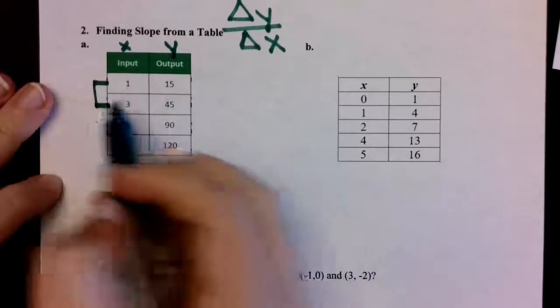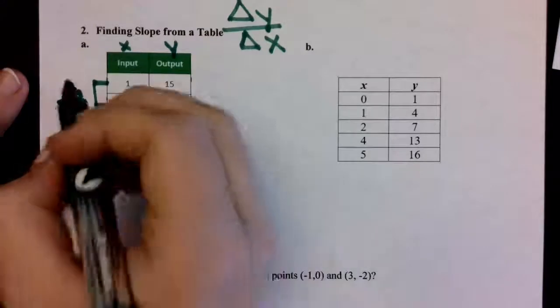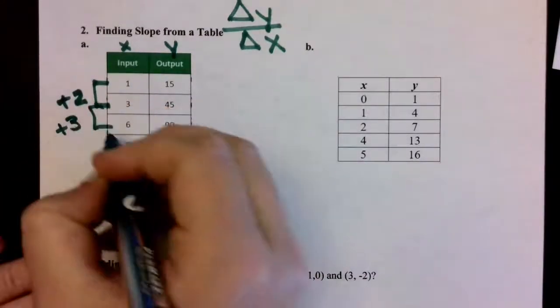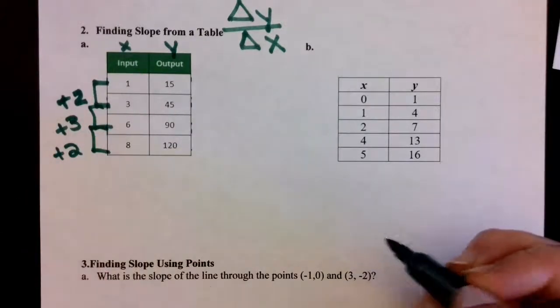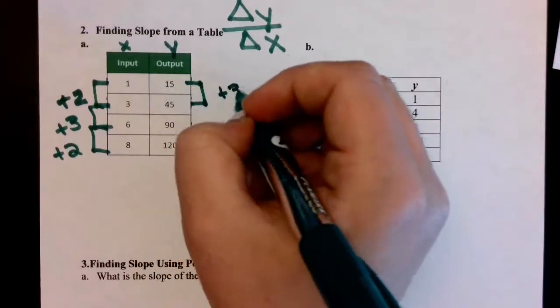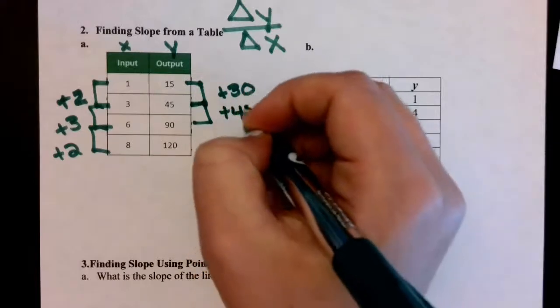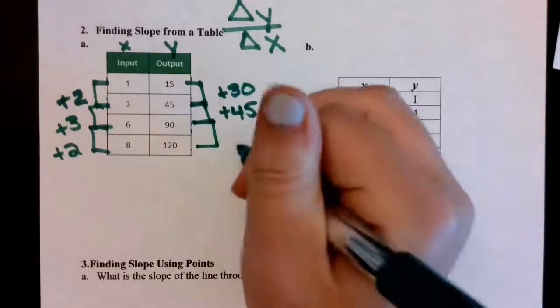If we notice 1 to 3, we add 2. 3 to 6, we add 3. And 6 to 8, we add 2. Okay? 15 to 45, we add 30. 45 to 90, we add 45. And 90 to 120, we add 30.